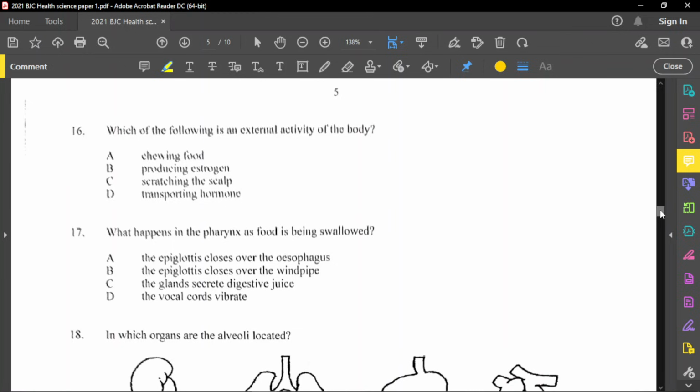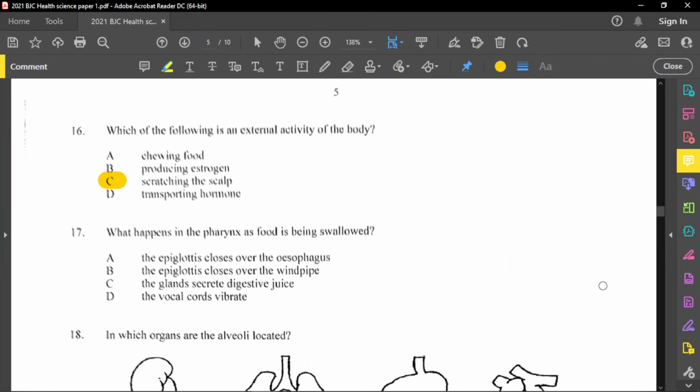Question number 16 says, which of the following is an external activity of the body? An external activity of the body means that it happens on the outside. Chewing of food takes place inside of your body. Producing estrogen also takes place inside. Sweating, scratching the scalp. If you're scratching your scalp, you may have a little itch or dandruff, then definitely that's an external action. Transport of hormones is inside.